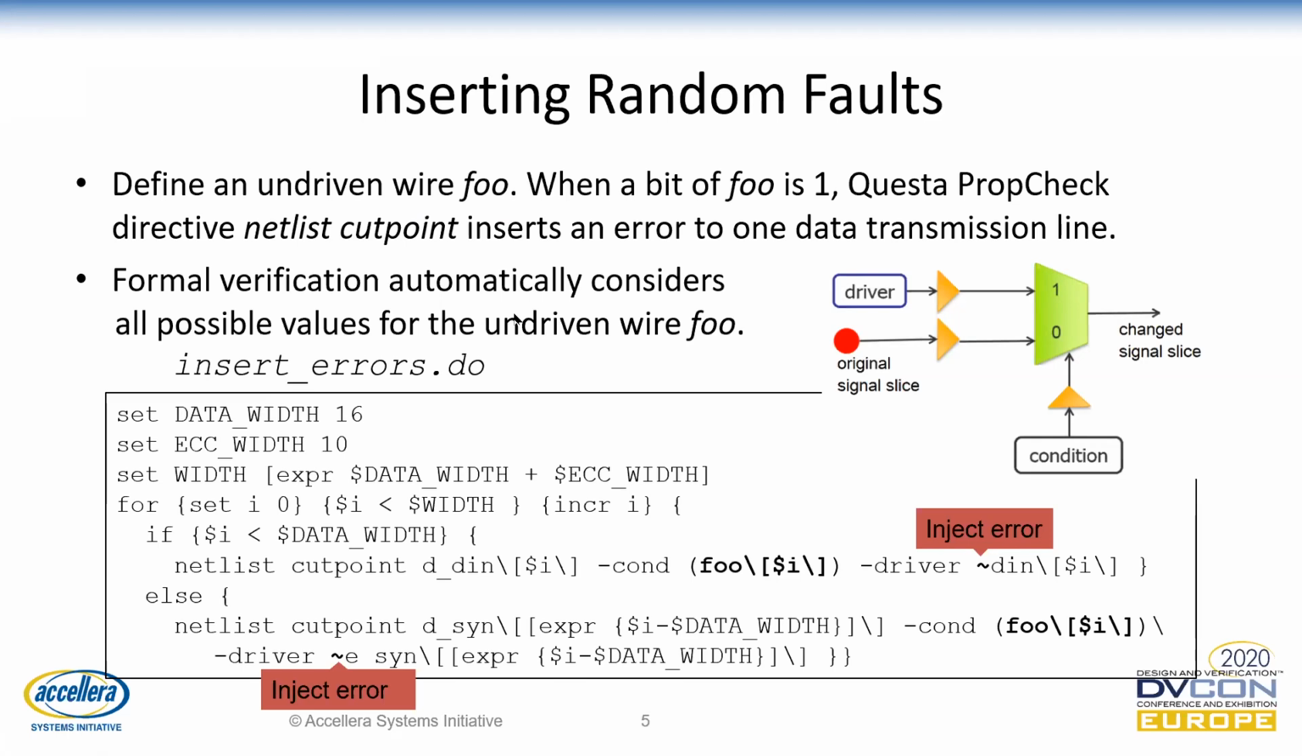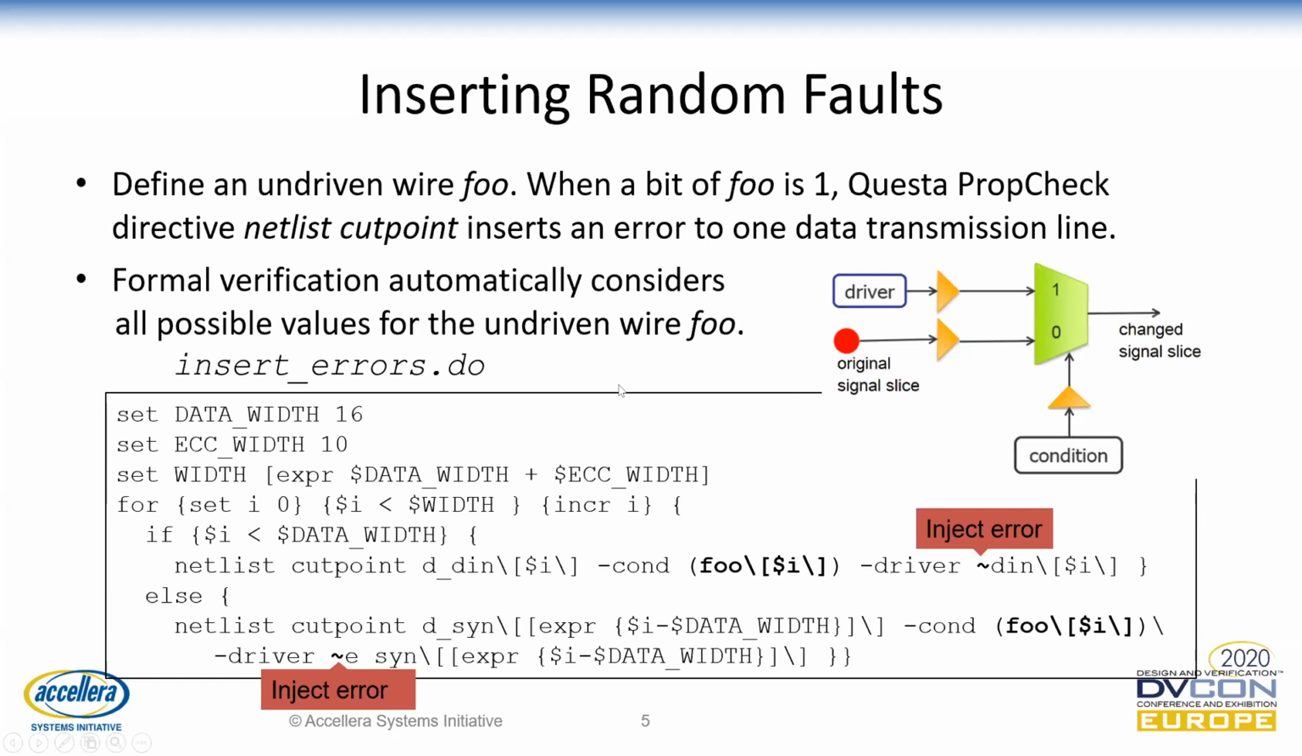First, we need to define an undriven wire, foo. We are using Questa Formal tools, so we can use a tool directive to define this wire instead of defining it in the RTL. We use the tool directive netlist cutpoint to insert random errors. This picture shows the behavior of netlist cutpoint. When the condition is true, the design signal is cut and driven by a user-defined expression. When the condition is false, the design signal is not cut and it is driven by the original design logic.